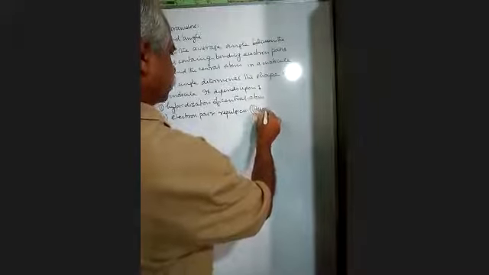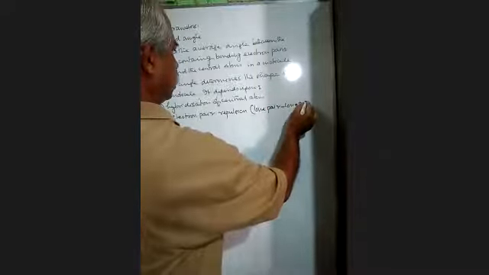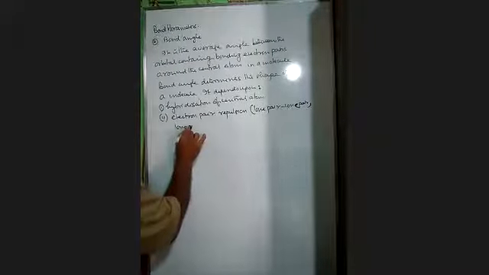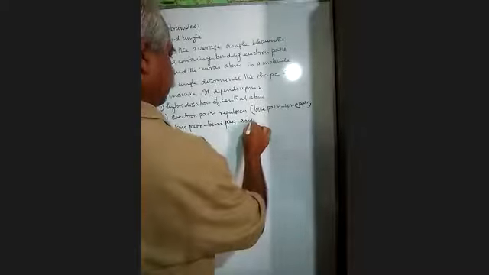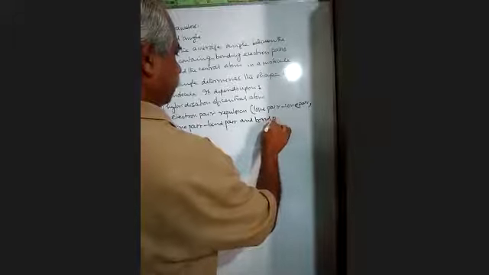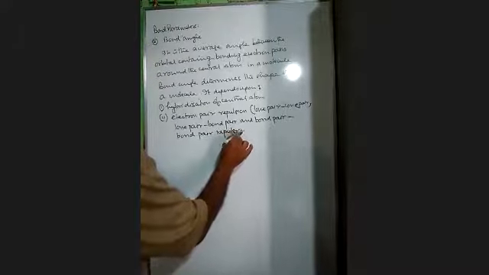Electron pair repulsion. So we'll write here now. This also I'm going to explain to you. Lone pair, lone pair, bond pair, and bond pair, bond pair repulsion. Okay, I'm going to explain to you when the thing will come.